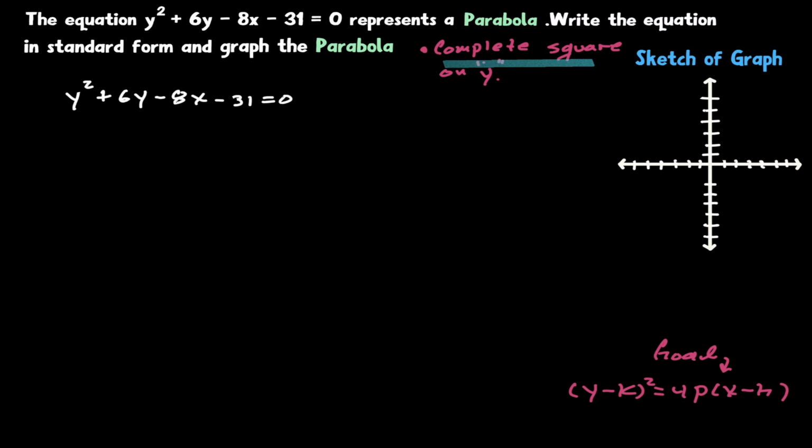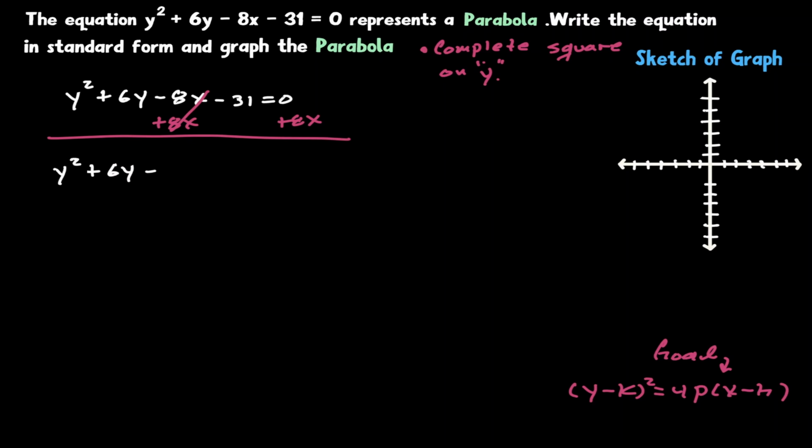To complete the square on the variable y, we have to leave all those terms with the variable y by itself. And there are two terms that do not have a variable y. So let me move those to the right-hand side of the equation. Let me start by adding 8x to both sides of the equation so that it cancels out. Here we have our terms with a y on it. Now let's move negative 31 to the right-hand side so that we isolate the y's. Let's add 31 to it.